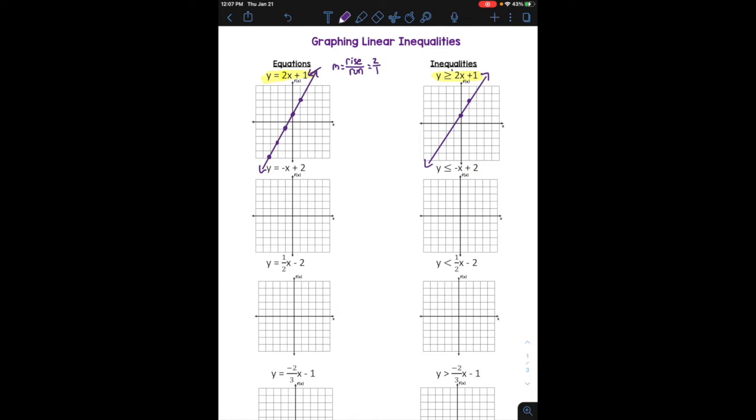Since this problem has a greater than or equal to sign, I know that the solutions are on the line and also above it. So the way that we're going to show the additional solutions to this inequality, or the additional ordered pairs that would be solutions, is we're going to shade the entire top of the line. Since we have a greater than or equal to sign, again, we know that all the solutions are on the line, plus all the ordered pairs above the line are also solutions. That is the difference between graphing an equation and an inequality.